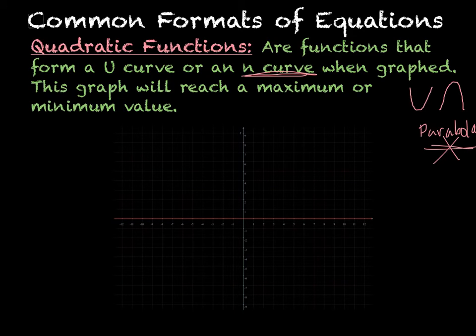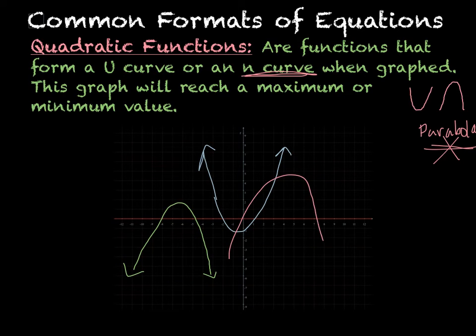Alright, so if we have a graph, these would be quadratic functions, something like this. Curves like that, or if it curves like that. We could even have, and it doesn't really matter where it's located on the graph as long as it's a curve shape like that in some way. Those are all examples of quadratic functions.